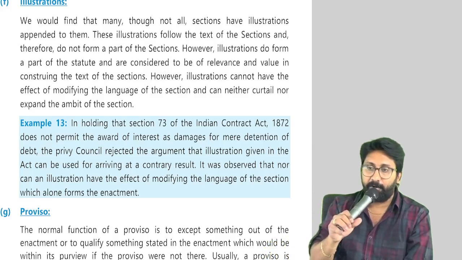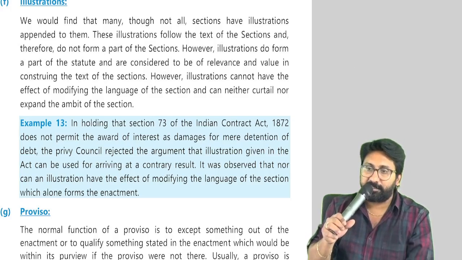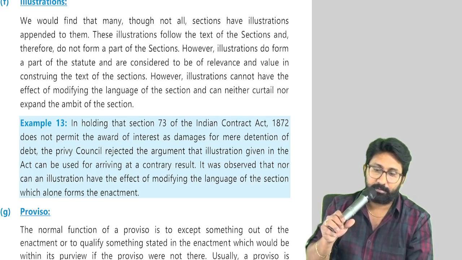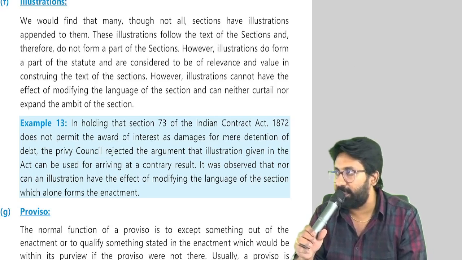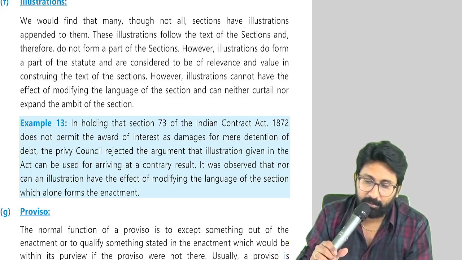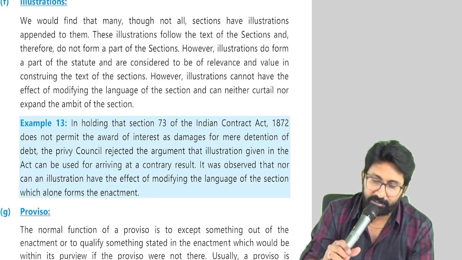Okay, next line. Point number 3. However, illustrations do form part of the statute and considered to be relevant.